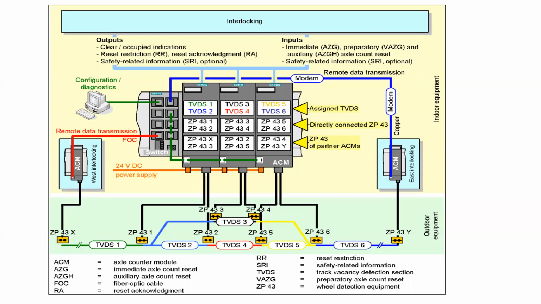That's how the configuration is done in such a way that all wheel counts required for each section, train vacancy section 1, 2, 3, 4, 5, 6, whichever is wanted, they get it as per the configuration we have loaded into this. So the inputs here are marked by this line: the immediate, preparatory, auxiliary, and resets. Safety related information means potential free contact. If you want to repeat it from here to here, you can wire the input here to this. That is what safety related information means.